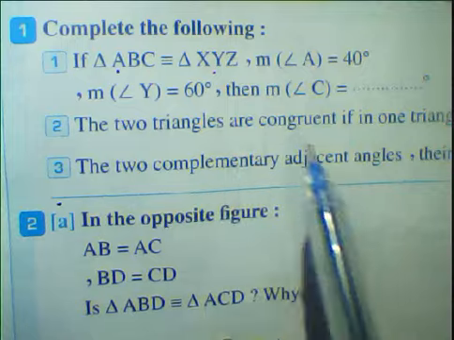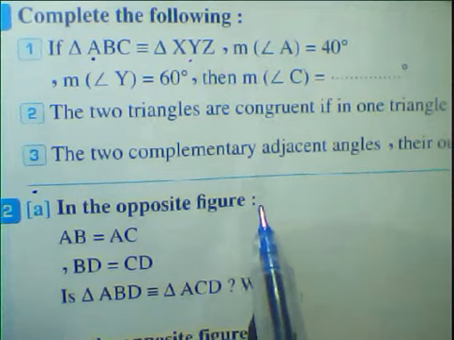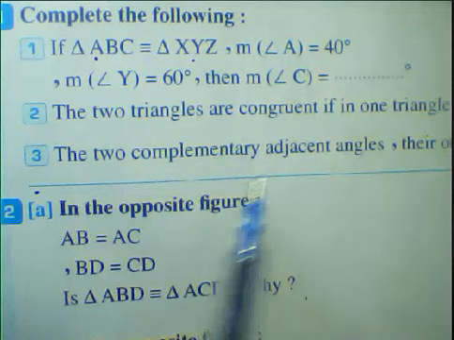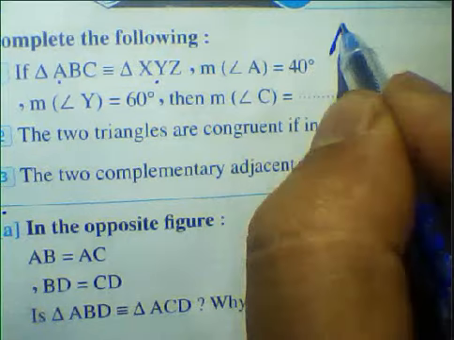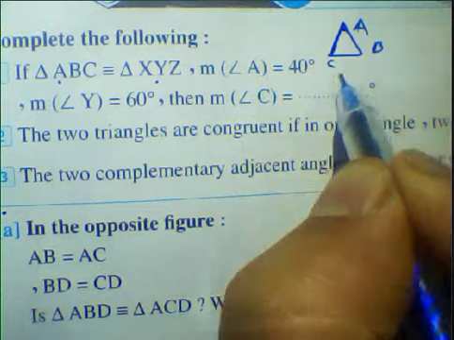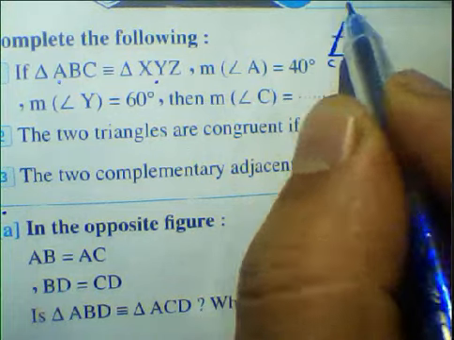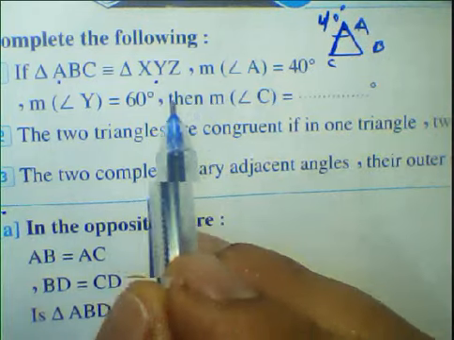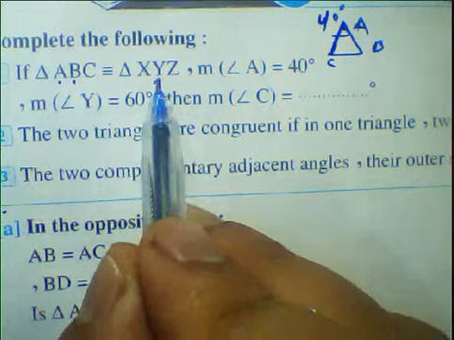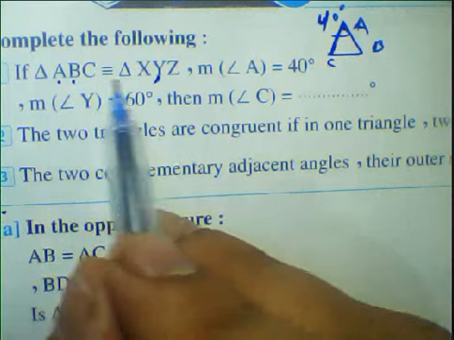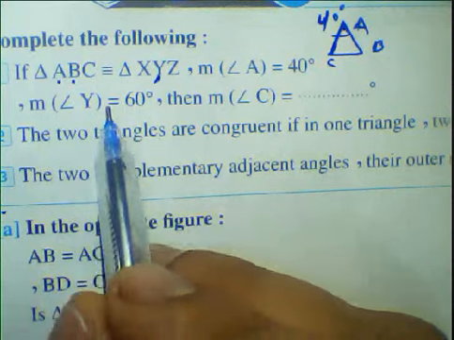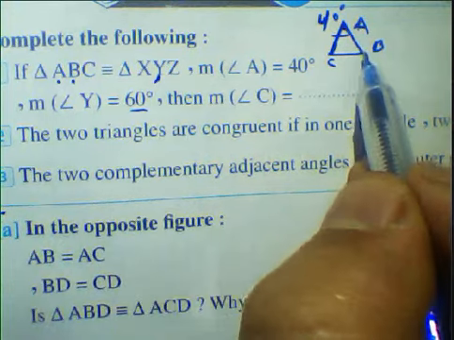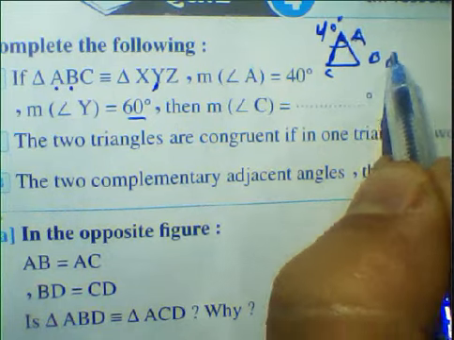We know the sum of interior angles in any triangle equals 180. So we can find the measure of angle C in the triangle. Look at with me, I will draw triangle A, B, C. He gives us the measure of angle A equals 40 degrees. And the measure of angle B will be equal to the measure of angle Y because the two triangles are congruent. So the measure of angle B equals the measure of angle Y, which equals 60 degrees. So the measure of angle B equals 60 degrees.